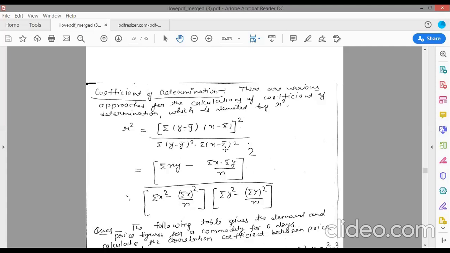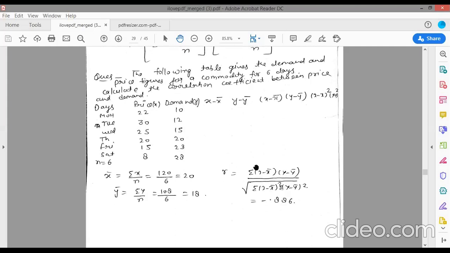There is another formula: summation xy minus summation x summation y upon n, whole square, upon summation x square minus (summation x) whole square upon n, into summation y square minus (summation y) whole square upon n. So both of these formulas are for the coefficient of determination.